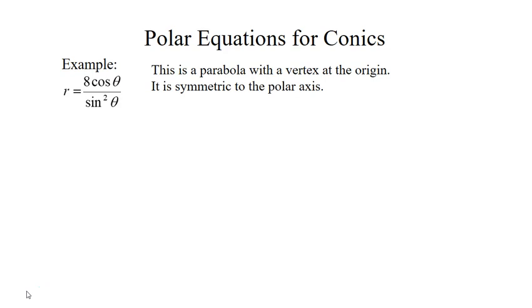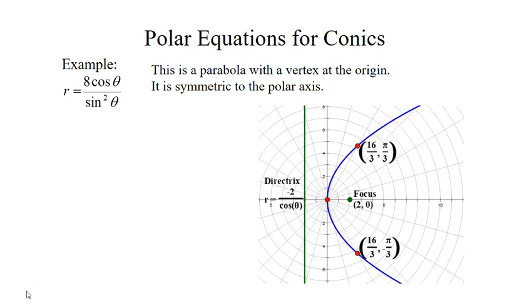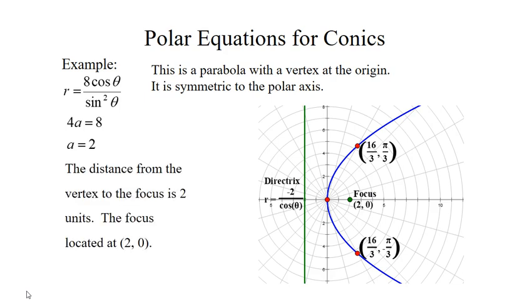Looking at an example for this one, we have r equals 8 cosine theta over sine squared theta. So this one will open to the right and have a vertex at the origin, and I plugged in pi over 3 and negative pi over 3 and got 16/3. The focus again is 2 units away from the vertex, so this one will land at 2, 0. The focus will be on the axis of symmetry for these.